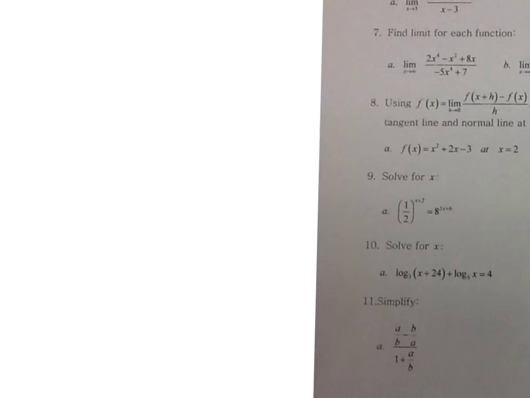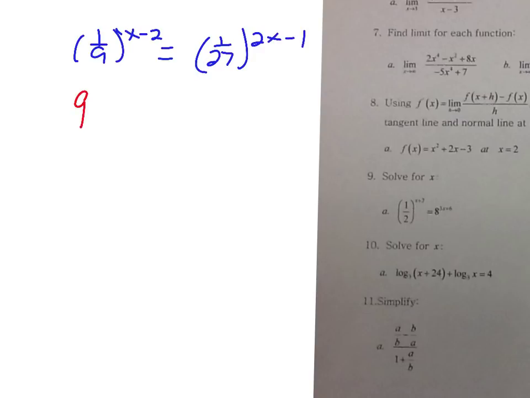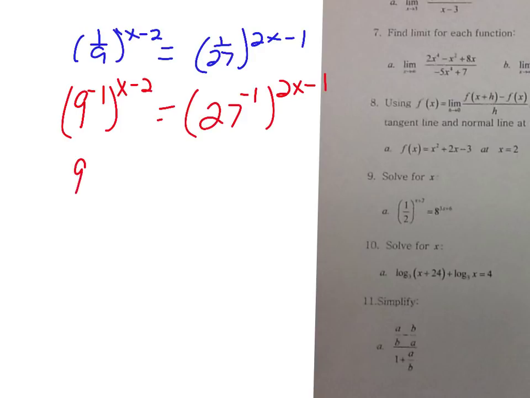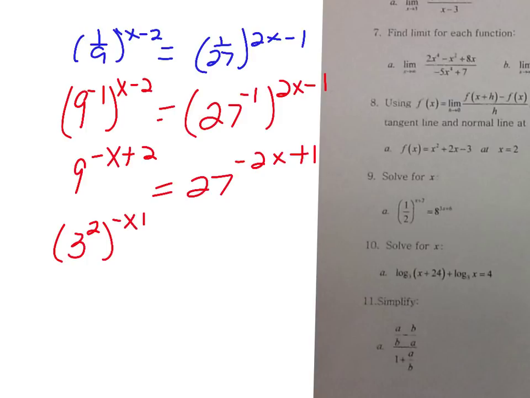All right, so let's take a look at b. So b is 1/9 raised to the x minus 2 equals 1/27 raised to the 2x minus 1. So I want to change both of these here. So this is 9 to the -1 raised to the x minus 2, and 27 to the -1 raised to the 2x minus 1. So that's 9 to the -x plus 2 equals 27 to the -2x plus 1. So 9 would be base 3, so it's 3 squared to the -x plus 2. So that's 3 to the -2x plus 4.